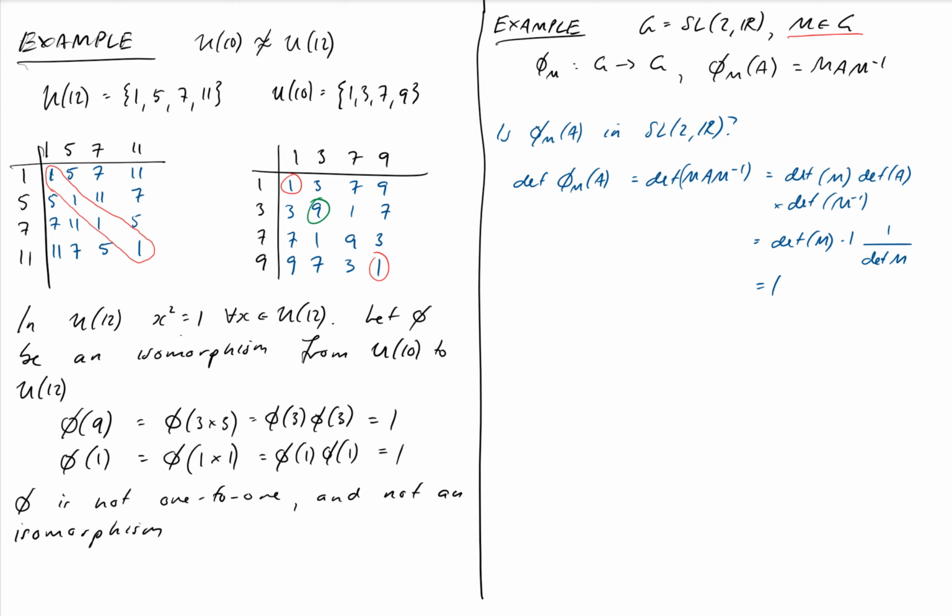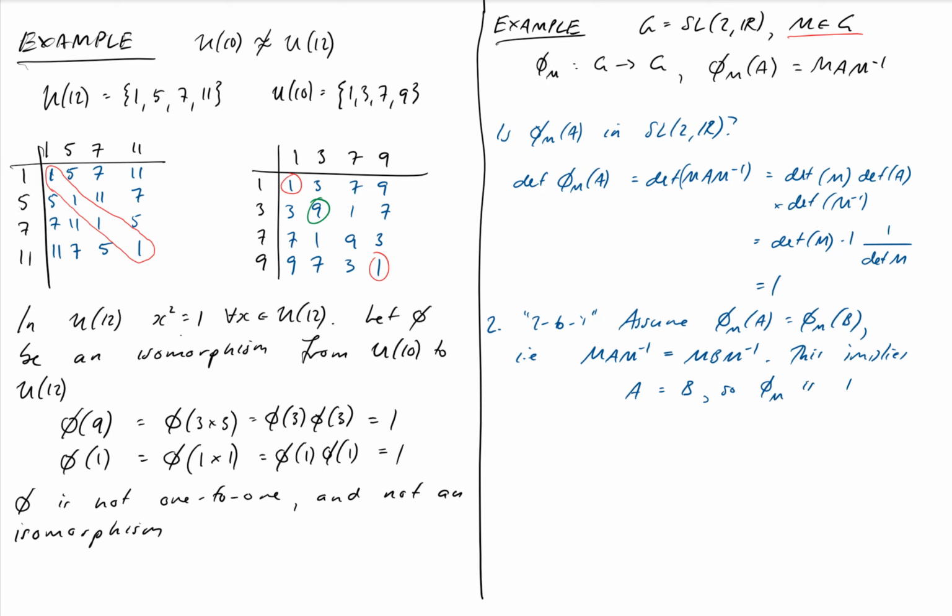So step 1 is to define the mapping, that's done. Step 2 is to check one-to-oneness. So assume again that phi M of A equals phi M of B, i.e. M A M inverse is equal to M B M inverse. Now quite clearly, by cancellation, this implies A equals B. I'm just going to right multiply by M and left multiply by M inverse. So phi M is 1 to 1.